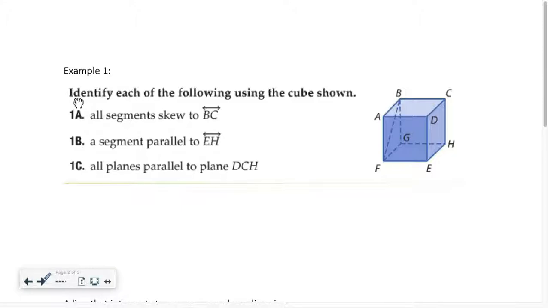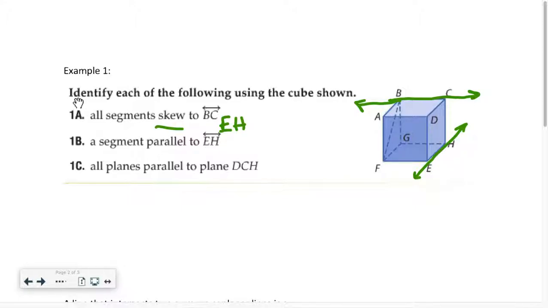And so this example 1 is just having you identify each of the following using the cube shown. So all segments skew to BC. So let's identify here. BC would be this line. And we want segments that are skew to it. So segments that are not coplanar but do not intersect. So one that comes to mind here, HE, just looking at that. Those are not coplanar. They also don't intersect. So EH would be a segment.